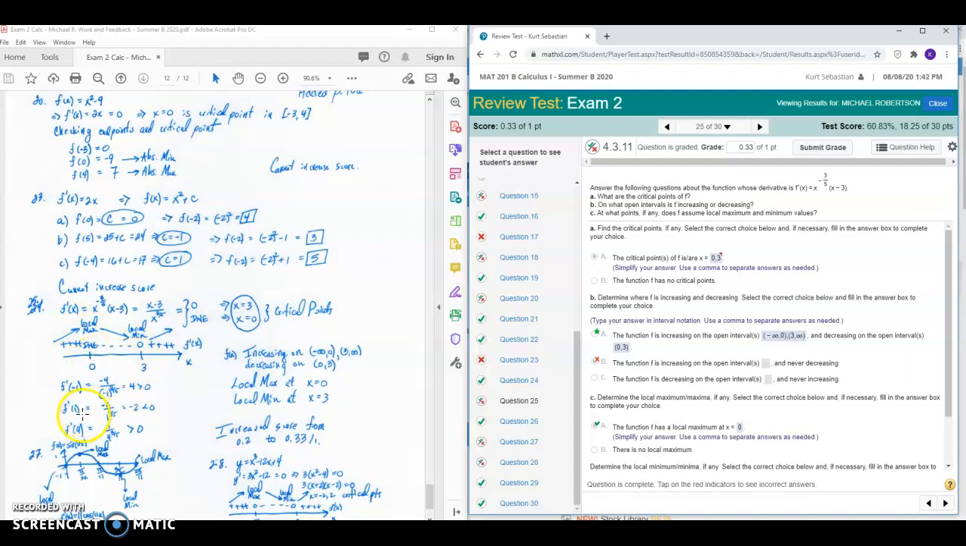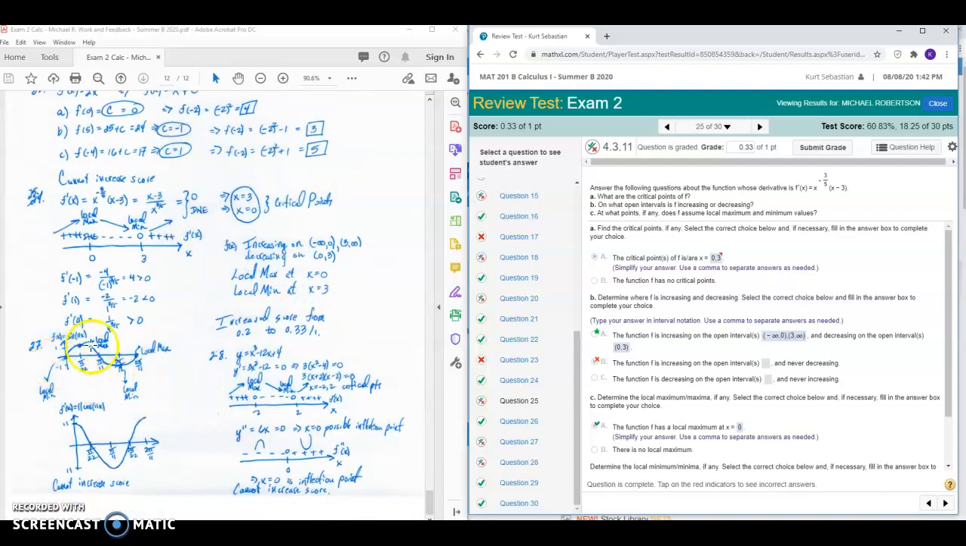Between 0 and 3, I'll use 1. I get the derivative is negative, which means the function is decreasing. And after 3, I'll use 4. I get positive, so that means the function is increasing. That means I have a local max at x equals 0 and a local min at x equals 3. And I know the intervals that it's increasing on, minus infinity to 0 and 3 to infinity, and it's decreasing on 0 to 3.